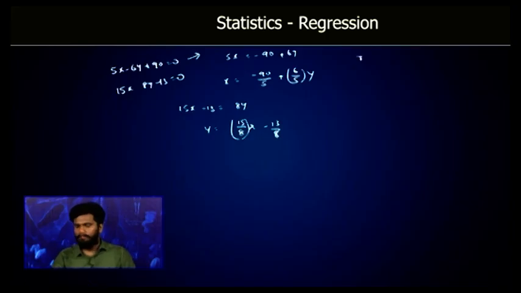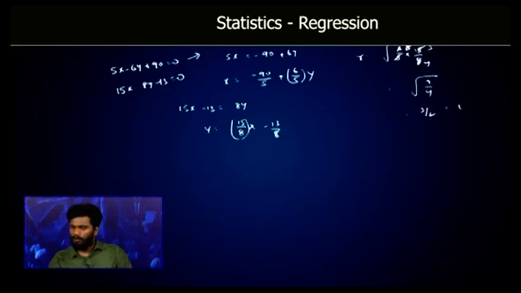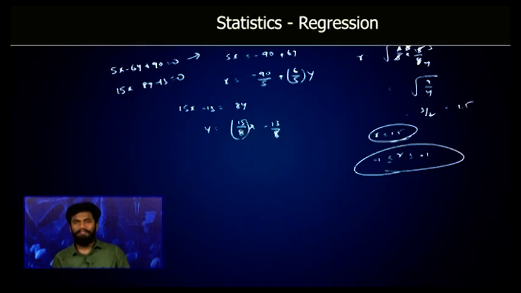Now I have to find r. r is equal to under root of 6 by 5 into 15 by 8. 5 ones are 5, 5 threes are 15, 2 threes are 6, 2 fours are 8. It will be equal to under root of 9 by 4, which is equal to 3 by 2, which is equal to 1.5. We are getting r as 1.5. But is that true? What are the limits of r? r will take values only from minus 1 to plus 1, but it is 1.5.